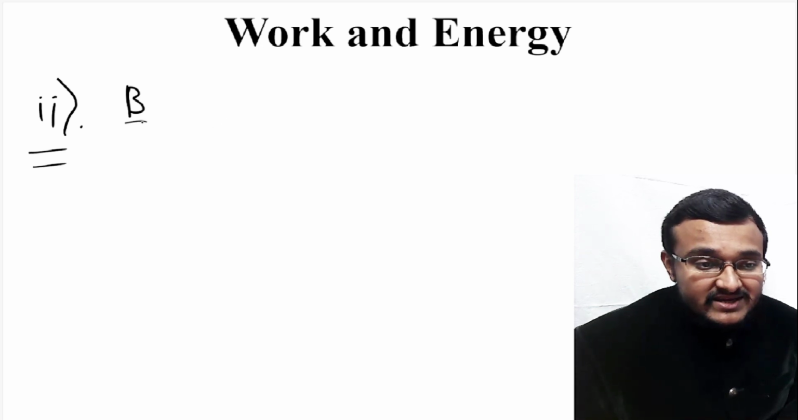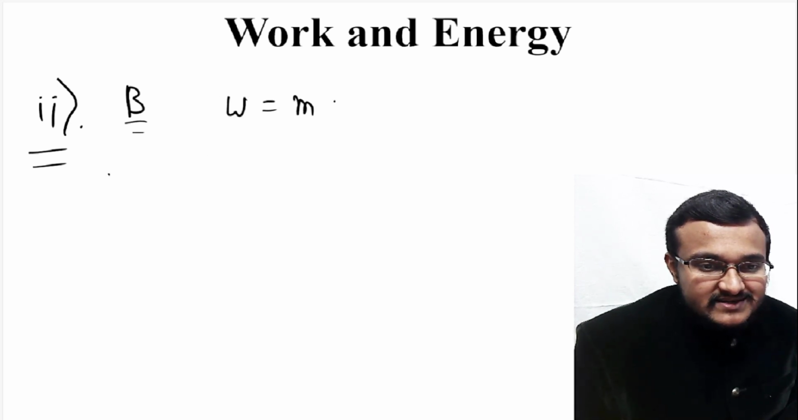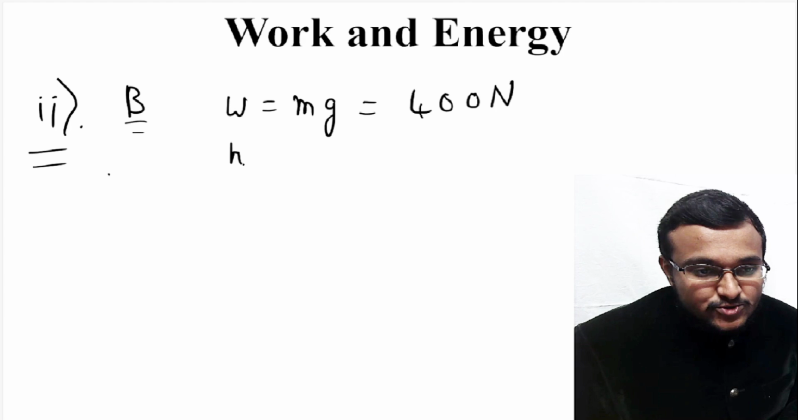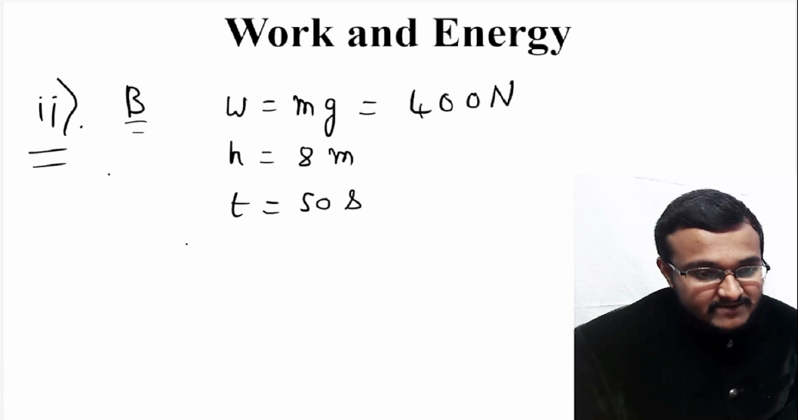Now if we come to the second case, girl B, we have to calculate how much power is expended by girl B. Here also the weight of this girl is equal to 400 Newton. So weight is equal to mg, that is 400 Newton, and the height is the same, 8 meter, but the time is 50 seconds for girl B.